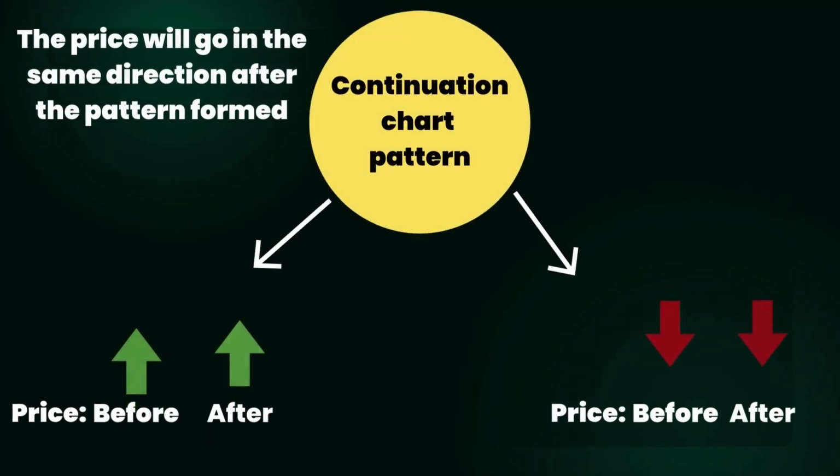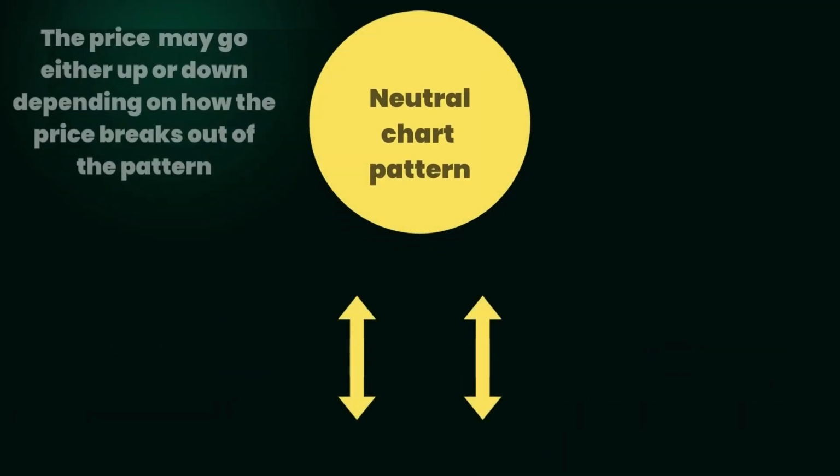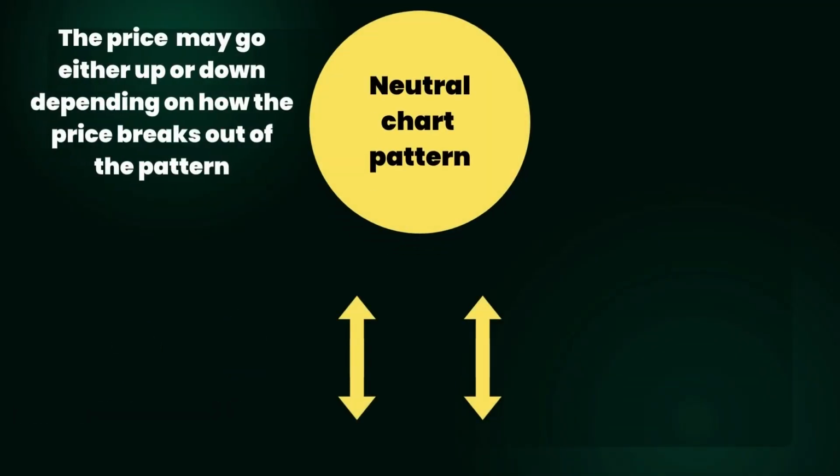The continuation chart pattern indicates that based on the pattern, price will keep moving in the same direction. For example, if price is rising and a continuation chart pattern shows up, price will likely keep rising following the pattern. However, if price is declining and a continuation chart pattern occurs, price is likely to keep declining after the pattern. Finally, we have the neutral classification for chart patterns, which indicates that depending on how the price breaks out of the pattern, it may go either up or down.